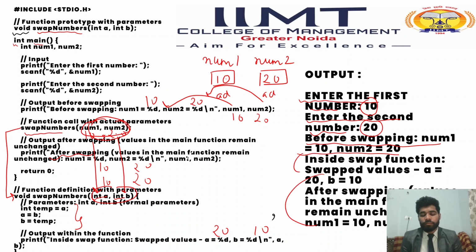So now we have understood the concept of call by value. So here all the work is done on the copy of the variable. Original value is not affected by call by value method. Okay. Now let's move on to the next method, that is call by reference.